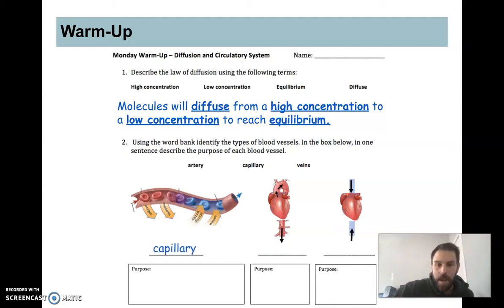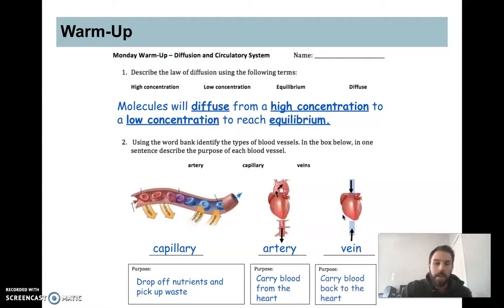All right. And then here I have a heart, and it looks like I have these arrows pointing away from the heart. So if it's going away from the heart, that's going to be an artery. Away from the heart, an artery. And then here I have another image, and my blood vessels have arrows coming towards the heart, and they're blue. Now they're not actually blue, but you'll always see arteries are red and veins are blue in body diagrams, and so that's going to be veins. All right. Now, what's the purpose of a capillary? We had mentioned it before. It's to drop off nutrients and to pick up waste. The purpose of an artery is to carry blood from the heart, and the purpose of veins is to carry blood back to the heart.